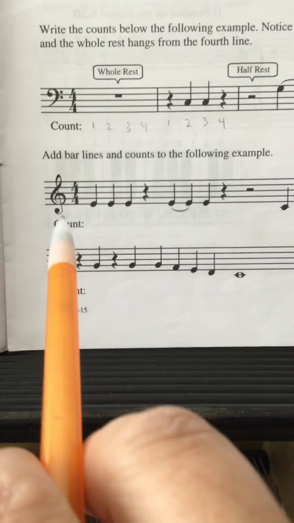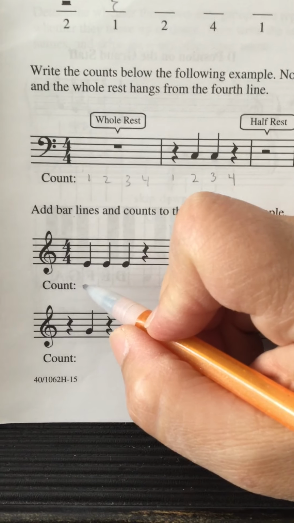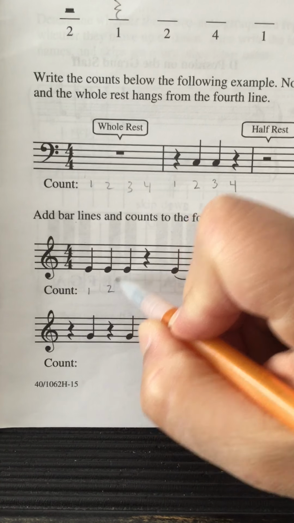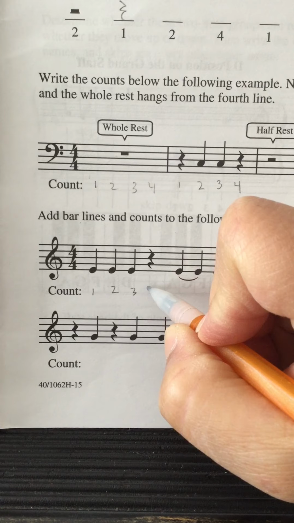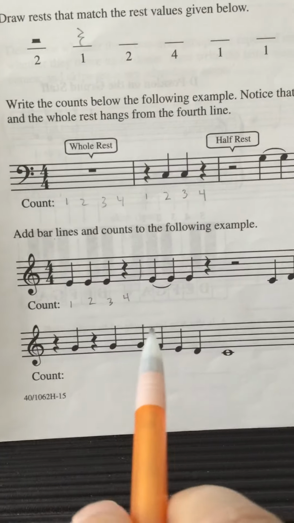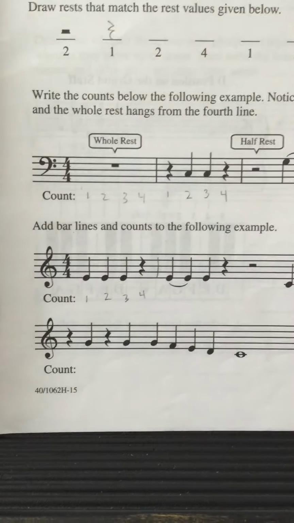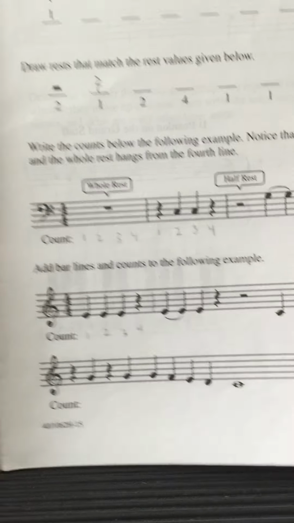Alrighty, and then as you go to the end of the page, add bar lines and counts. So same idea, just make sure you count every note and every rest. These are all quarter, that's also a quarter rest, that's your fourth beat, put the bar line, right? All right, so hopefully that'll all make sense. All of this is 4/4 time, right? So don't get too creative with that.